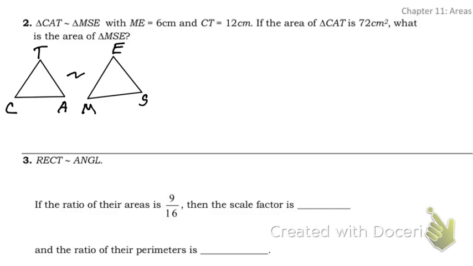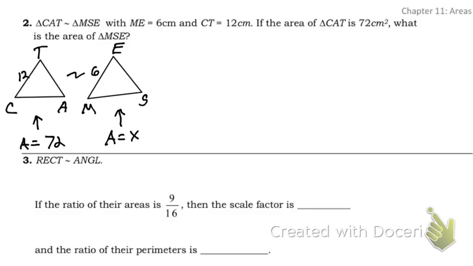All right, it says that ME equals 6. Cool. It says that CT equals 12. Awesome. Then it says if the area of CAT is 72 centimeters squared, so our area of this guy equals 72, then find the area of MSE. So the area of MSE, let's just call it X. I don't know what it is.